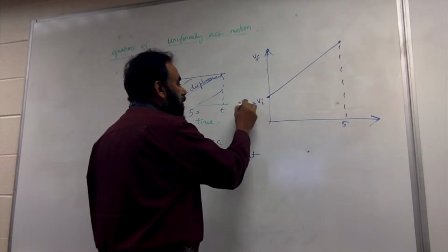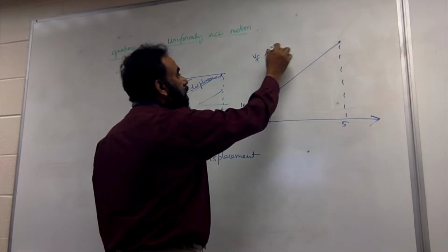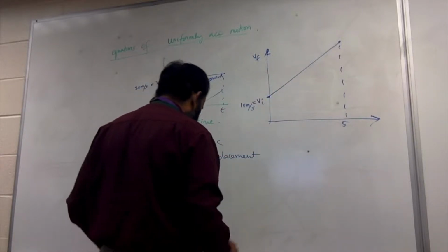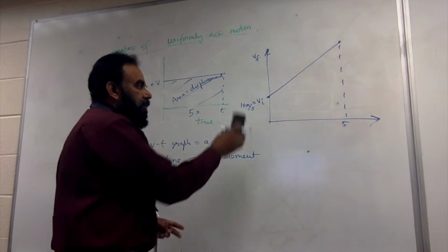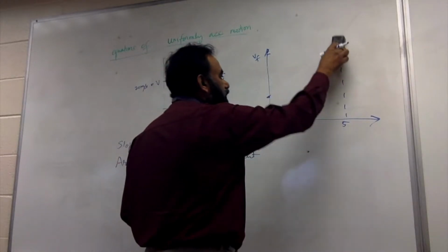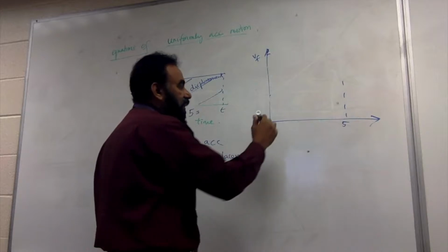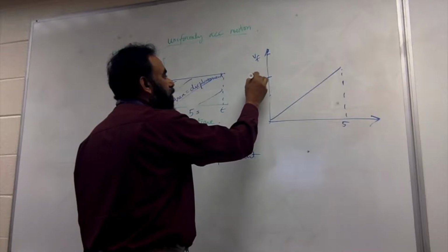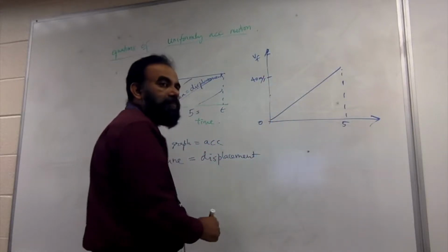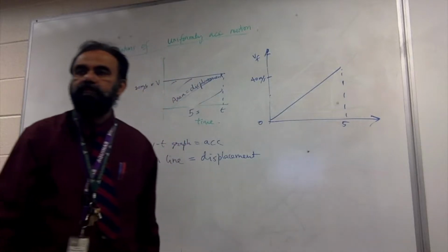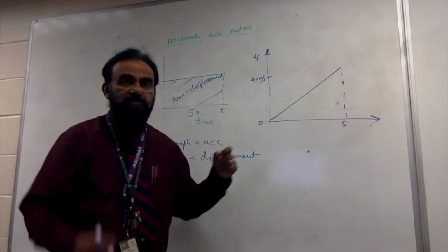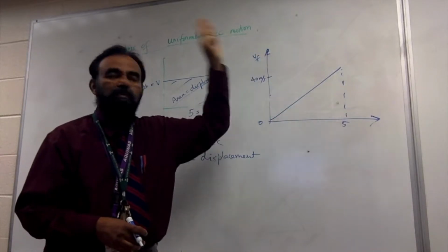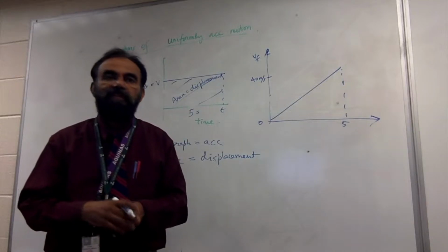Suppose it starts with 10 meters per second and goes on for... I'll take it off for a moment. I'll come back to the graph for this one. Suppose it's going to 40 meters per second from 0 in 5 seconds. So if an object starts from rest and accelerates uniformly to 40 meters per second in 5 seconds, how far did it travel?